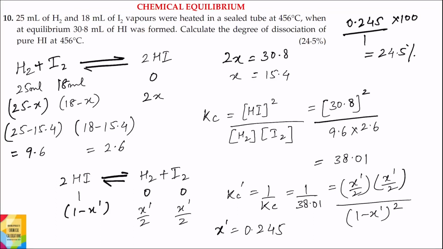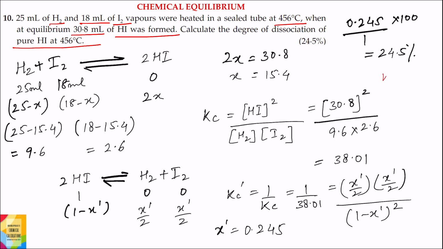25 milliliter of hydrogen and 18 milliliter of iodine vapors were heated in a sealed tube at 456 degrees centigrade. When at equilibrium, 30.8 milliliter of HI was formed. Calculate the degree of dissociation of pure HI at 456 degrees centigrade. Now temperature and pressure conditions are constant.